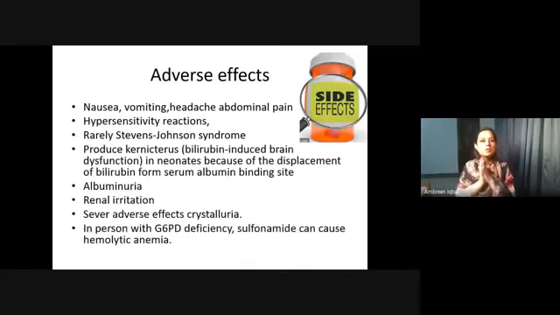The adverse effects of sulfonamides are so many that we must think about them. They are nausea, vomiting, diarrhea, abdominal pain. Hypersensitivity reactions are very common. Stevens-Johnson syndrome is present. They produce kernicterus, which is bilirubin-induced brain dysfunction in neonates because of the displacement of bilirubin from the serum albumin binding site. Albuminuria means albumin proteins in the urine. Renal irritation and crystalluria are severe adverse effects, and in patients with glucose-6-phosphate dehydrogenase deficiency, sulfonamides cause hemolytic anemia.